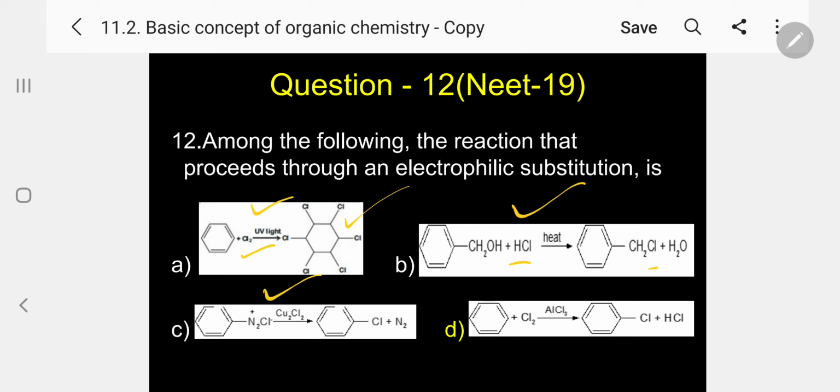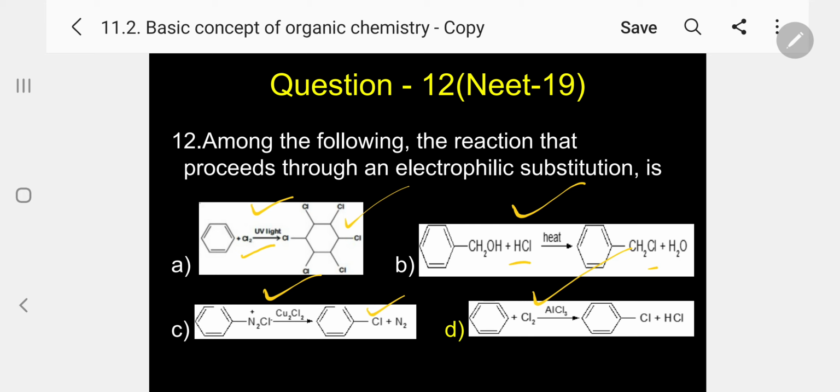And coming over here, this is a diazonium chloride in the presence of cuprous chloride, and again Cl minus is going to the ring as the nucleophile. Correspondingly, this is again a rearrangement. So the correct answer is D. That means benzene undergoes chlorination in the presence of anhydrous aluminum chloride to produce chlorobenzene plus HCl.